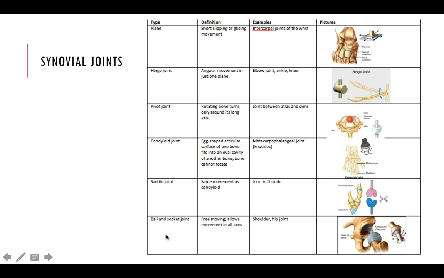Okay. The last one is my favorite. It's most well known. It's called the ball and socket joint. It's literally a ball, like the head of the femur, that fits into the acetabulum of the hip. So that's called a ball and socket joint. Another example of that is your shoulder.